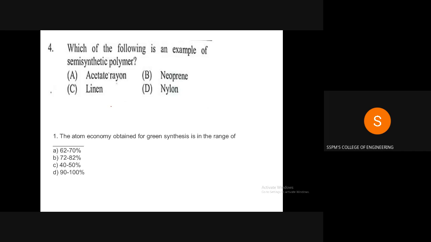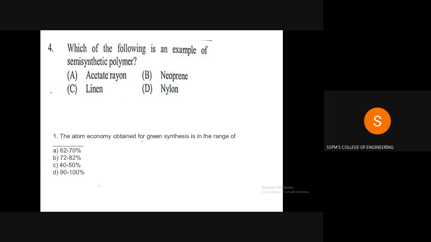Next is, which of the following is an example of a semi-synthetic polymer. This question was asked in last year's CET exam. Which of the following is an example of a semi-synthetic polymer? Linen is a natural polymer, neoprene is an elastomer, and acetate rayon is an example of a semi-synthetic polymer, because rayon is a natural polymer and acetate is a chemical modification of that rayon. That's why acetate rayon is a semi-synthetic polymer. Nylon is a completely synthetic polymer. So the answer to this question is acetate rayon.